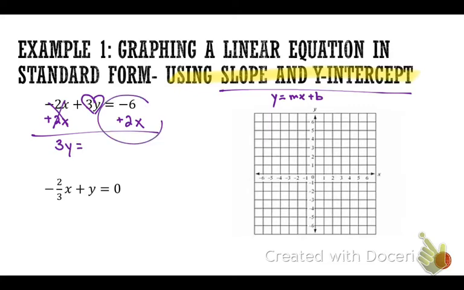Can I combine negative 6 plus 2x? No, they're not like terms. According to slope-intercept, which term do I bring down next? Plus 6 or minus 6? Minus 6. Now I'm ready to say m equals and b equals.